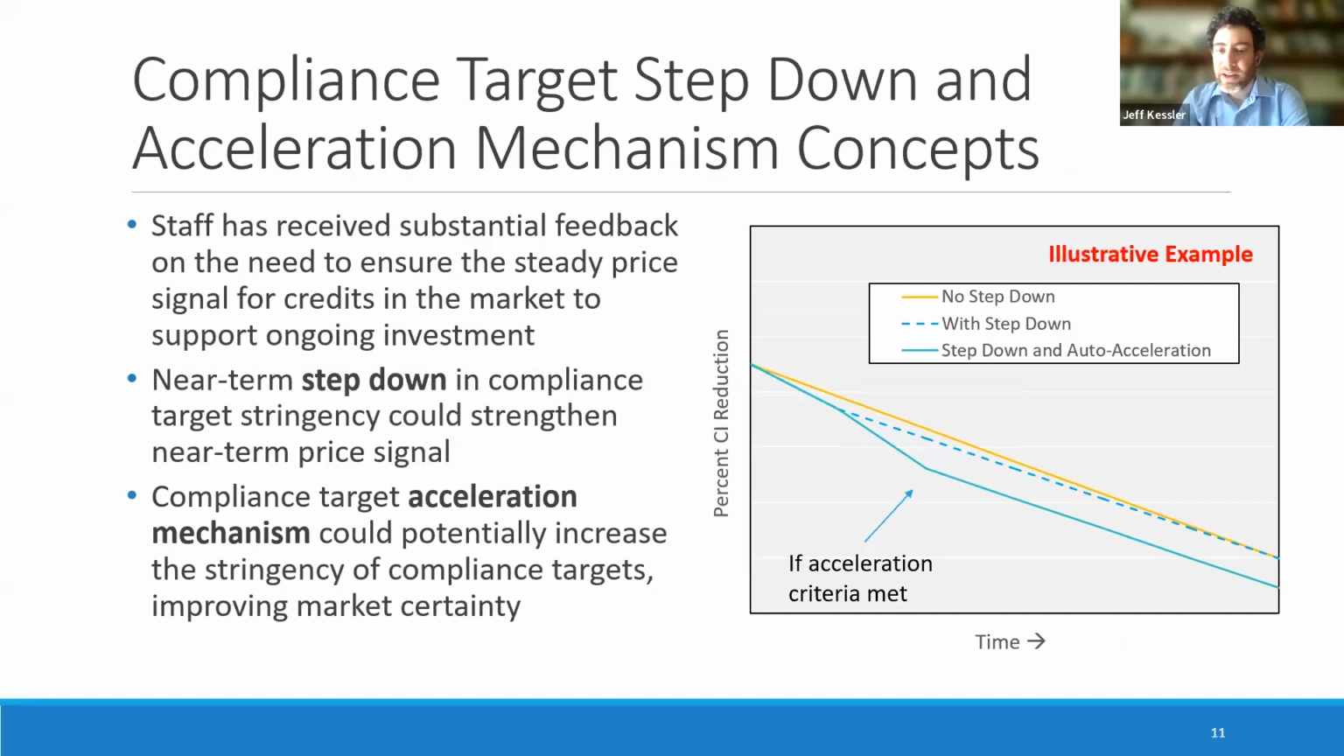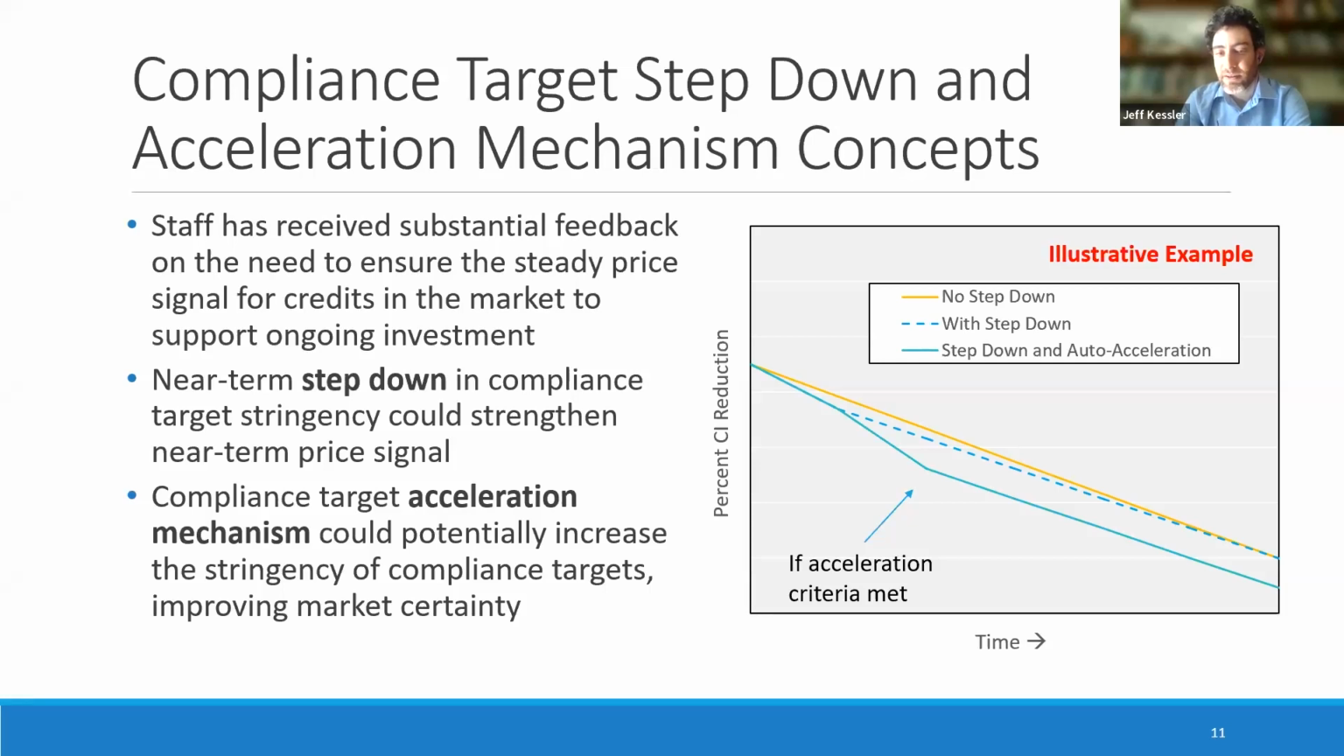There have been 2 main concepts that have come forward: an auto acceleration mechanism and a step down in the compliance schedule. An illustrative step down proposal is shown by the dashed blue line relative to the solid yellow line. A step down is a way in which the benchmark schedule calls for a lower carbon intensity in the near term with a shallower schedule after the initial step down.